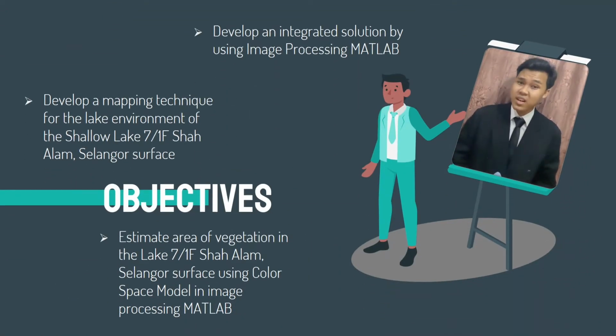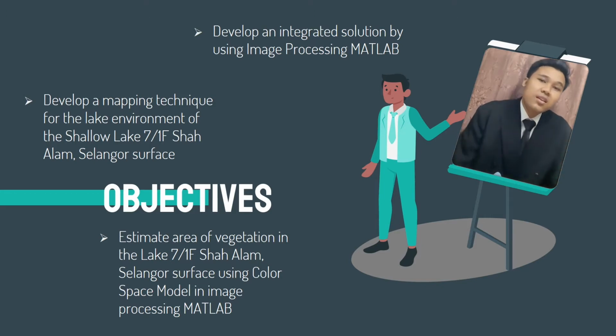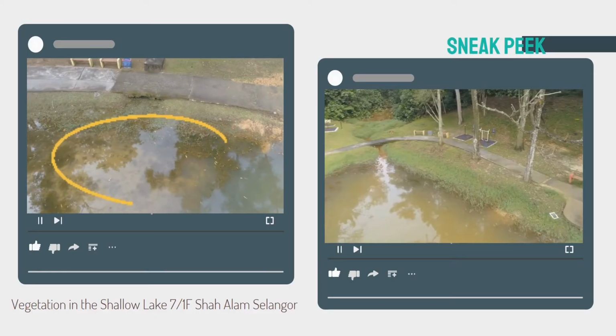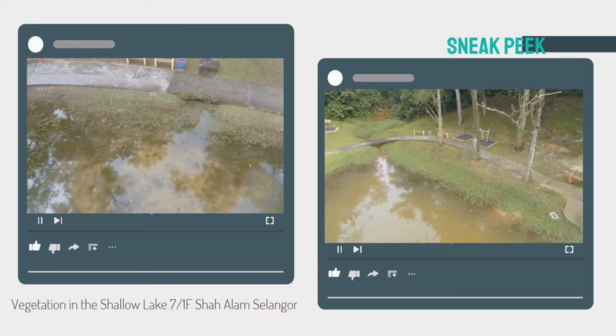Firstly, to develop an integrated solution by using image processing MATLAB. Secondly, to develop a mapping technique for the lake environment of the Shallow Lake 7/1F Shah Alam, Selangor. And the third, to estimate the area of vegetation in the lake 7/1F Shah Alam using color space model in image processing MATLAB. Video shows the vegetation in the lake.